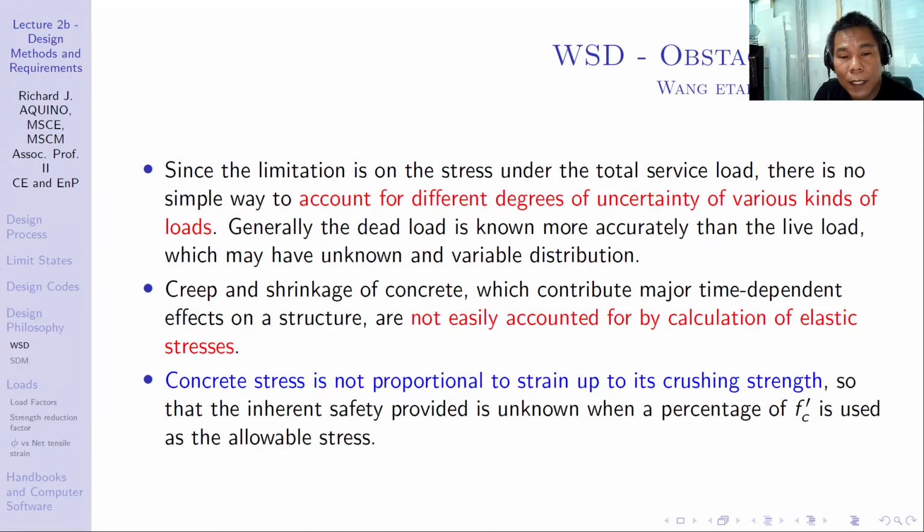Also, creep and shrinkage of concrete, which contribute major time-dependent effects on the structure, are not easily accounted for by calculation of elastic stresses. Concrete stress is not proportional to strain up to its crushing strength, so the inherent safety provided is unknown when a percentage of fc prime is used as the allowable stress.